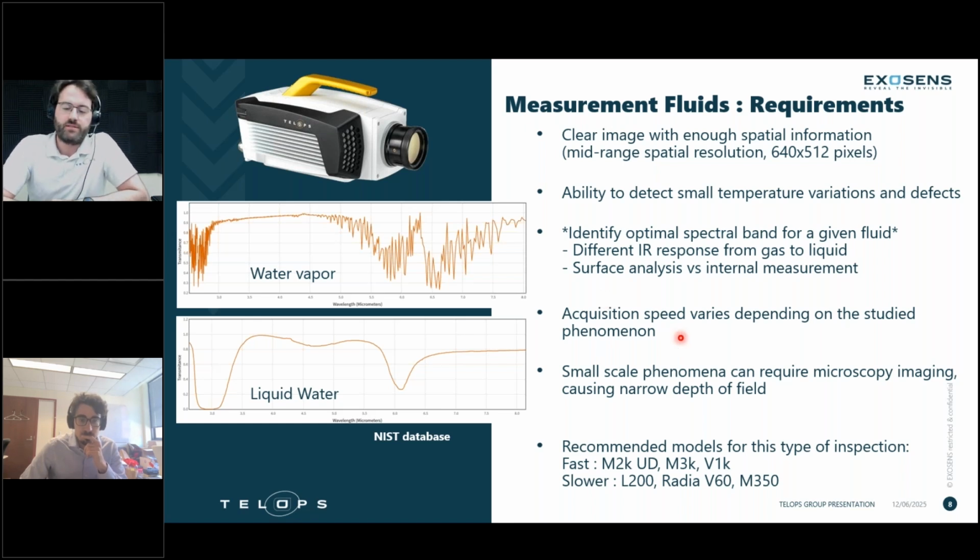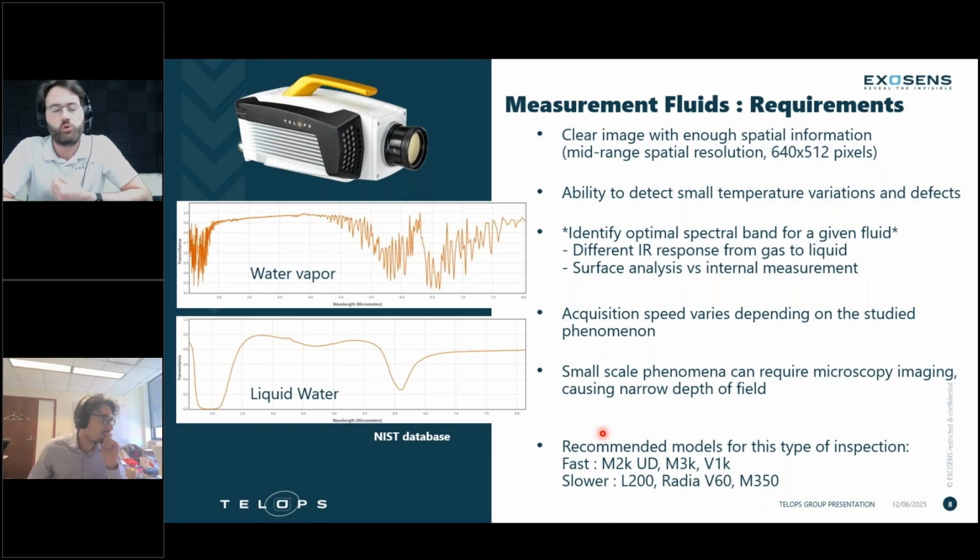Like I said, the acquisition speed varies quite a bit depending on the phenomenon you're studying, and the small bubbles that might be created, any defects, any small vortices created, sometimes can require microscopy imaging, which is certainly possible from far away or closer inspection. But microscopy obviously causes a much narrower depth of field, which can be challenging during your measurement. So it's quite a varying application.